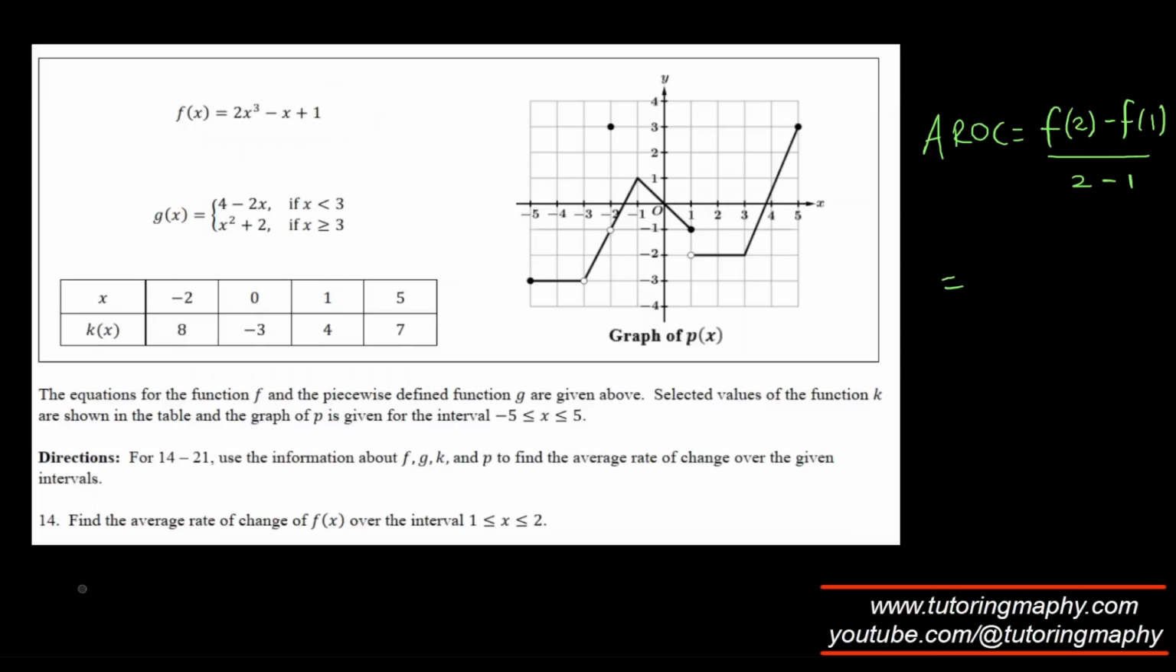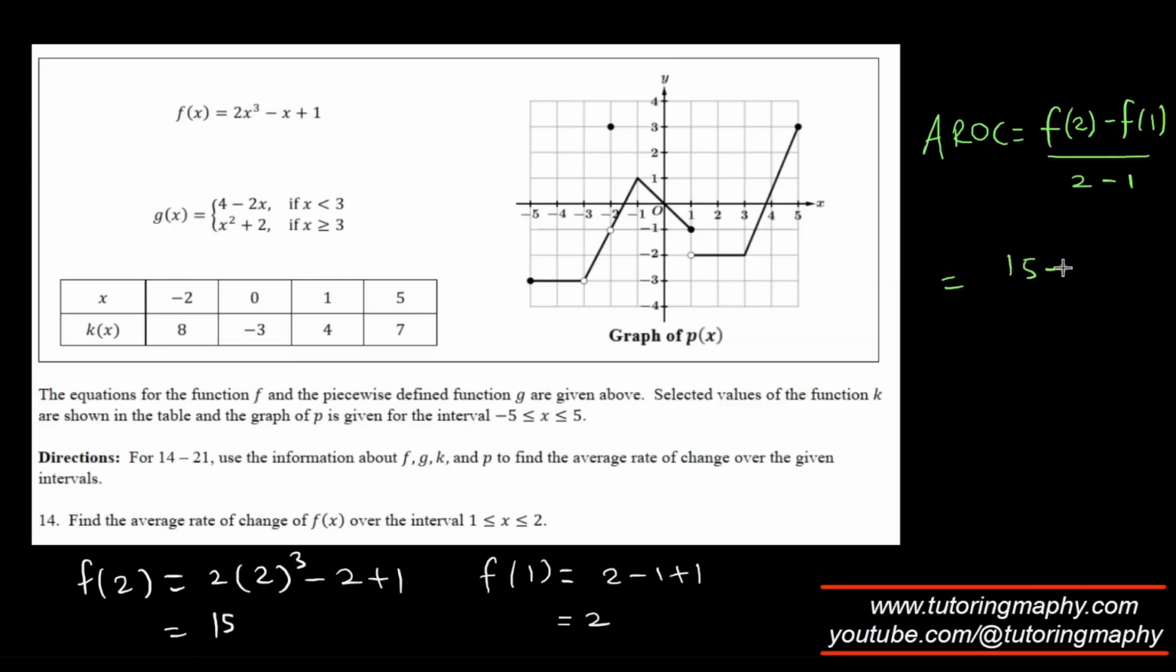So I think that's just going to be f of 2 will be 2 times 2 cubed minus 2 plus 1. 2 cubed is 8. 8 times 2 is 16. 16 minus 2 is 14. 14 plus 1 is 15. And then what is f of 1? f of 1 is just 2 minus 1 plus 1, which is just 2. So I'm going to plug in the numbers here, which is 15 minus 2 over 1, which is just 13. That is the AROC of this function.